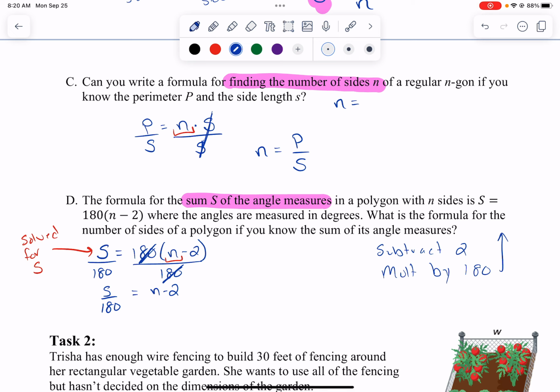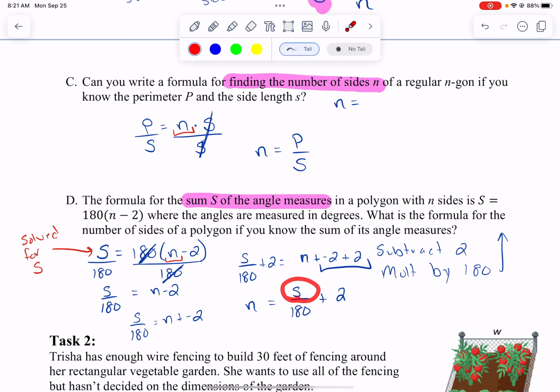Then I'm going to rewrite that as n plus a negative 2. So then I would need to add a positive 2 to both sides. So s divided by 180 plus 2 equals n plus a negative 2 plus 2. That is 0. So my equation: n equals s divided by 180 plus 2. So now if I know what all the angles add up to, that s, first thing I do is divide it by 180, then add 2, and that'll tell me how many sides a figure has. So there's my equation right there.